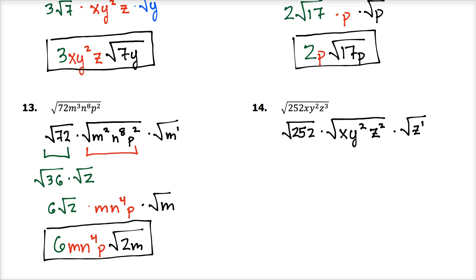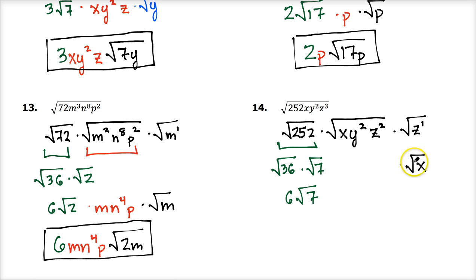Radical 252, thinking about the largest perfect square that goes into 252, if I use my calculator, I find it's 36. So I can make this radical 36 times radical 7, which just becomes 6 radical 7. Inside this square root, I can't take the square root of x and simplify that any further, so I'm actually just going to write that off to the side here.